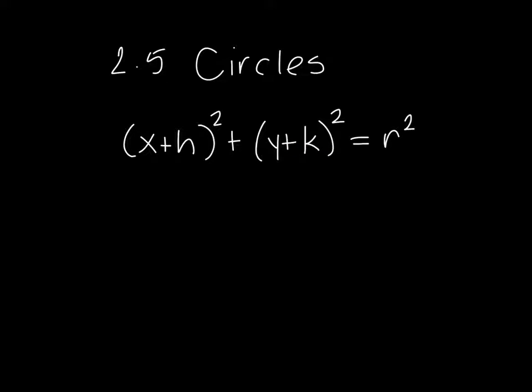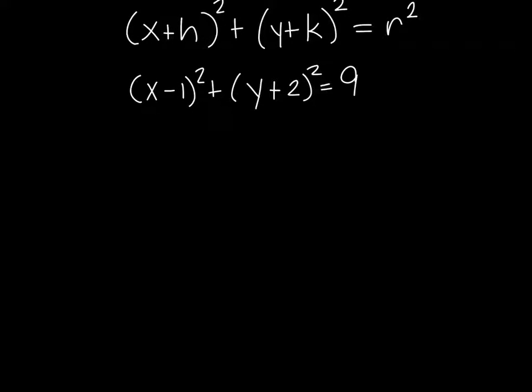So let's look at an example. Let's say I have x minus 1 squared plus y plus 2 squared equals 9. And I want to graph that. And so I first get my xy axis on there, and I'm going to graph the center of the circle. That's actually what these values right here are telling me, the center of the circle.